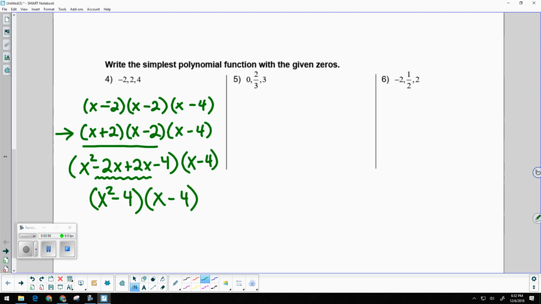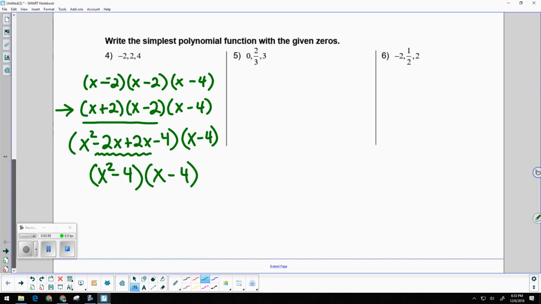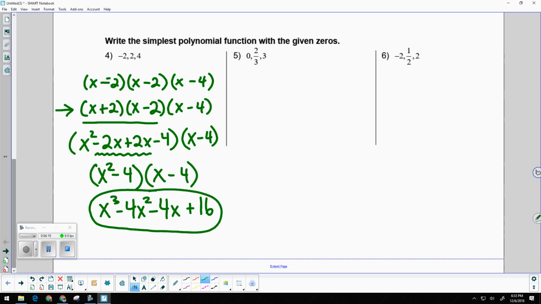Again, I have a binomial times a binomial. First times first is x cubed. Outside times outside, -4x squared. Inside times inside, -4x. Last times last is +16. Now you would always check to see if there are like terms you can combine, but there are no like terms there, so that's my answer. That's my polynomial in simplest form.